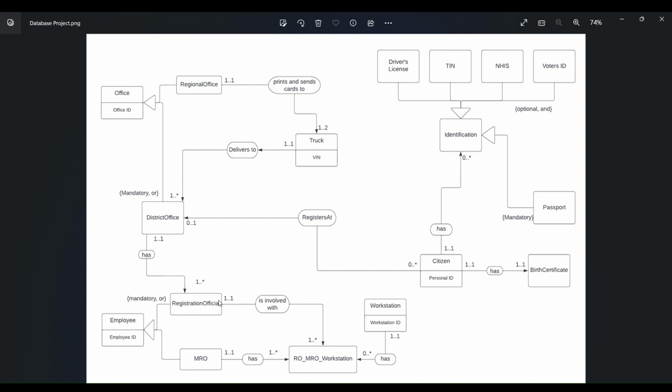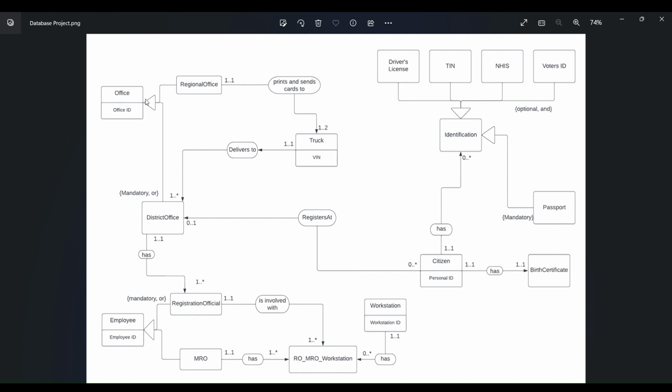But then we later realized that district office was linked to workstation, which was a one-to-many relationship as well. And due to this being one-to-many and then that being one-to-many, it would have had a fan trap. So we had to link it in a different way. So I then linked registration official to the MRO workstation, which made this our MRO workstation.